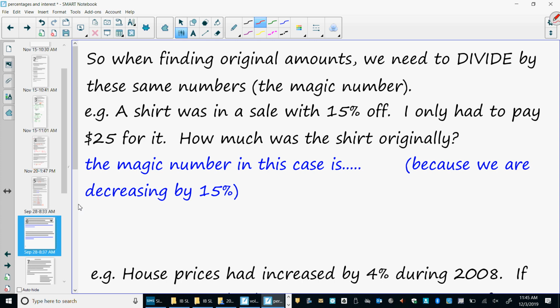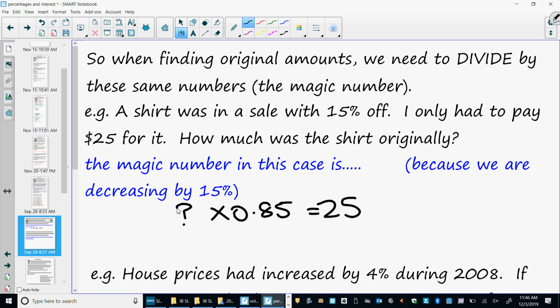So back to this shirt. It was in a sale. Now, sometimes people are not great at reading questions carefully. If something is in a sale, has it been increased or decreased? Decreased, okay? So we need to think about that. So we would have multiplied this by what? 0.85. Good. So our original number, our unknown number, which I'm going to keep as a question mark, we would have multiplied by 0.85. And we got the final value of 25 because that's how much I paid for it.